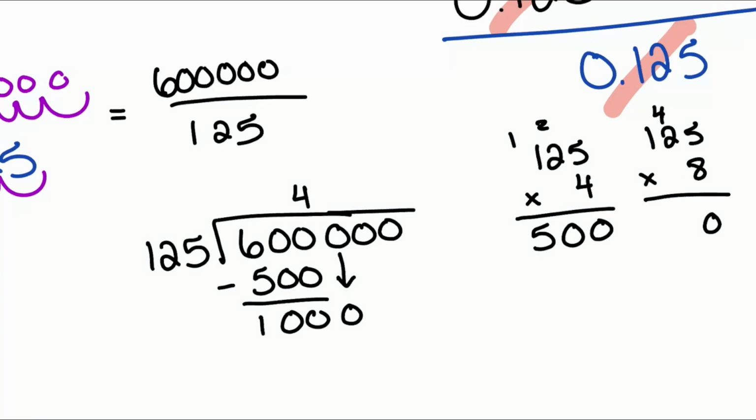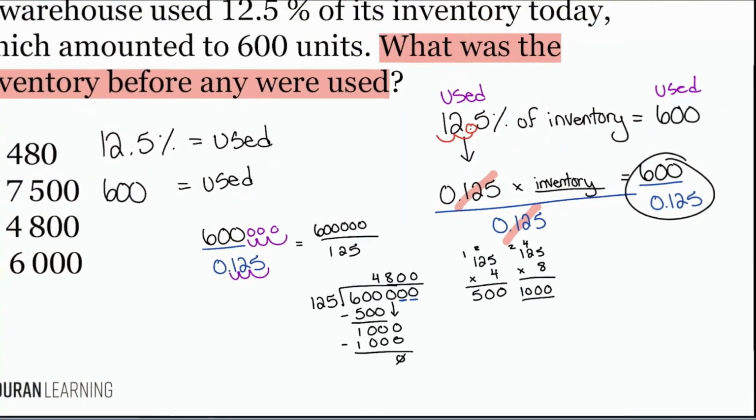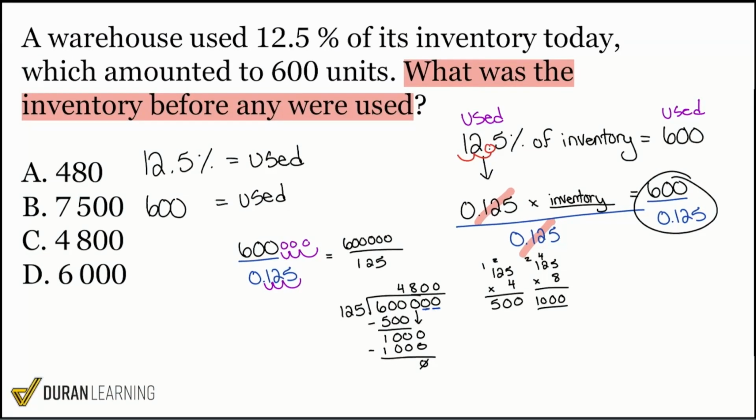2 times 8 is 16, carry the 4 is 20, carry the 2. And then 1 times 8 is 8, carry the 2 is 10, making the 1,000. So that would be 48 minus the 1,000, no remainder left. But notice that we have 2 zeros left. So that would be 2 zeros that we would place at the end, making our final answer not A, but the final answer is actually C, 4,800, my party people. And there it is.